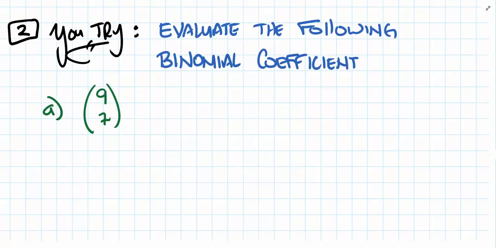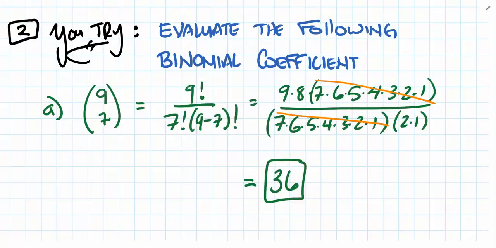Box number 2 is a you try. Go ahead and write it out and use your calculator. Tell me 9 over 7. Hopefully you got the right answer, but if not, the correct answer is 36.